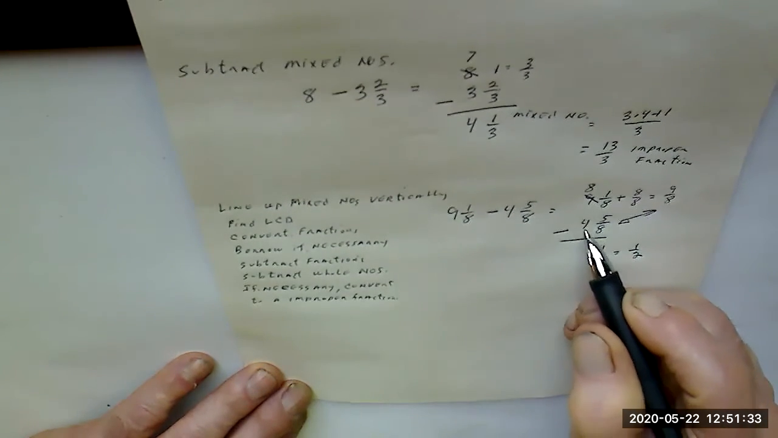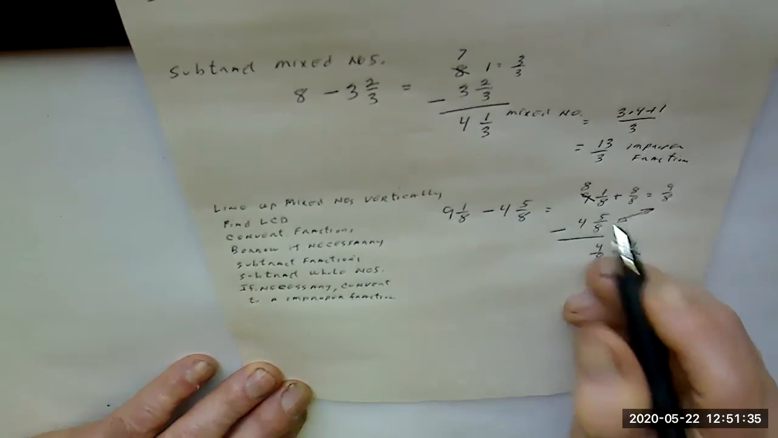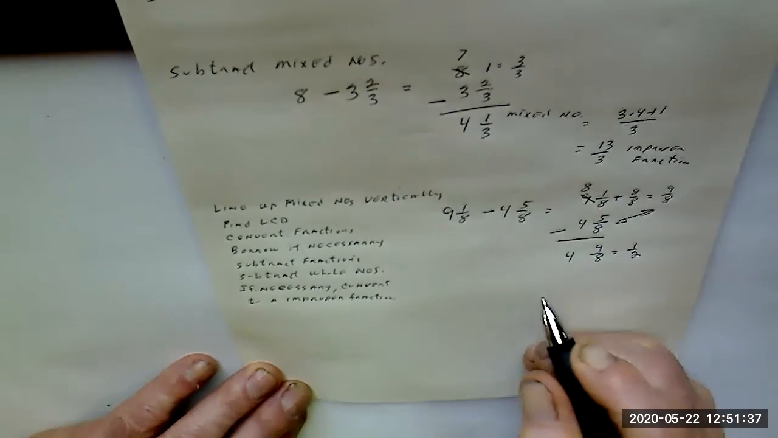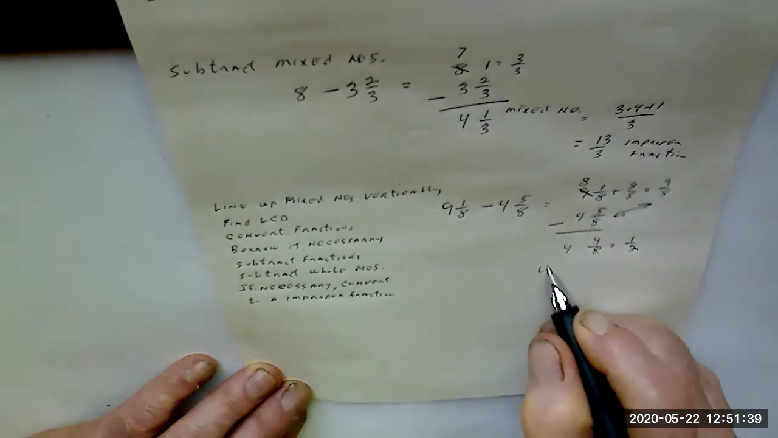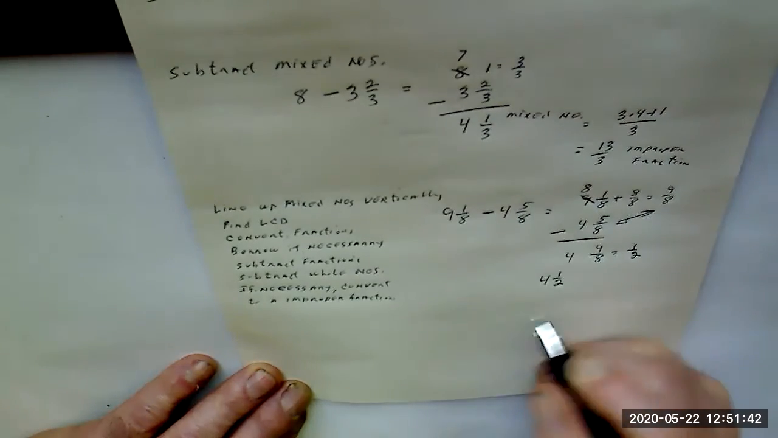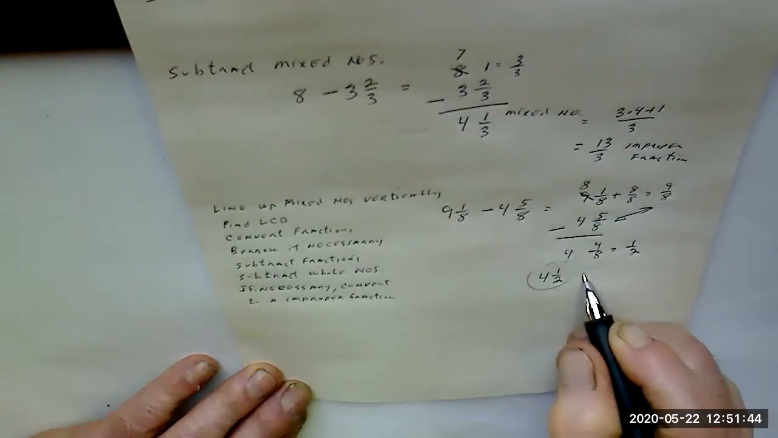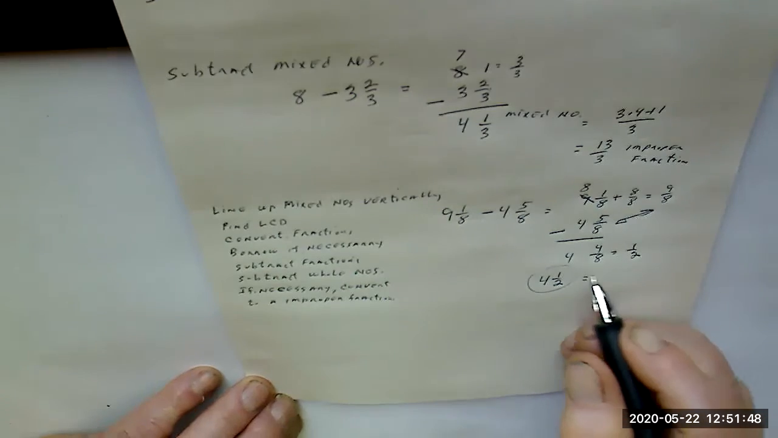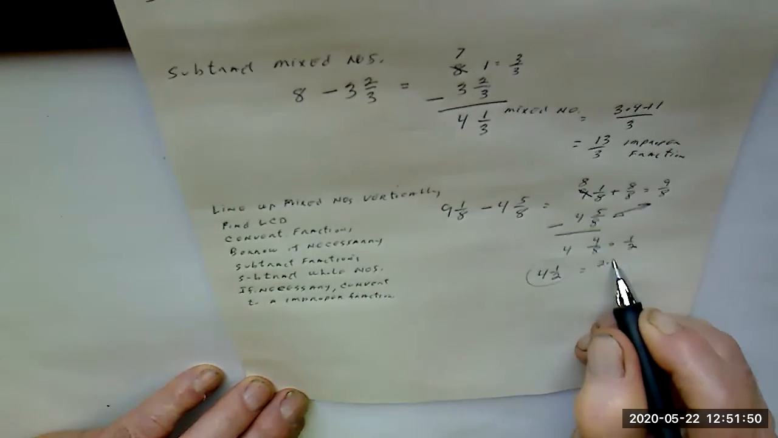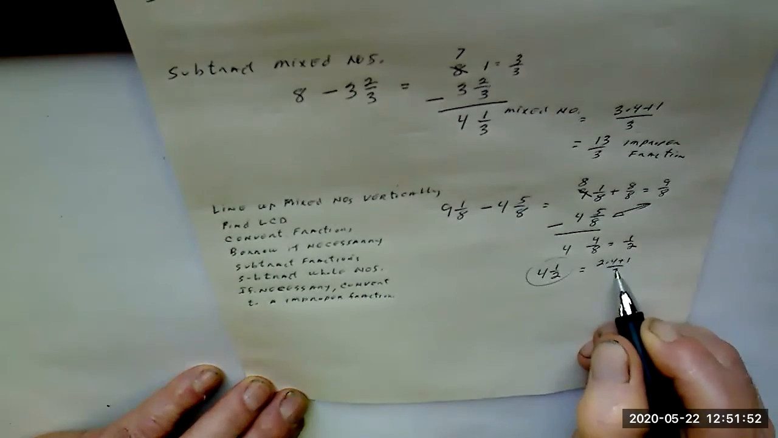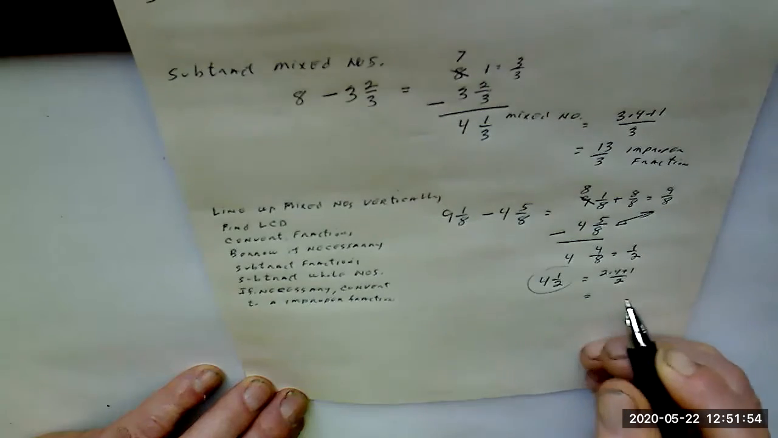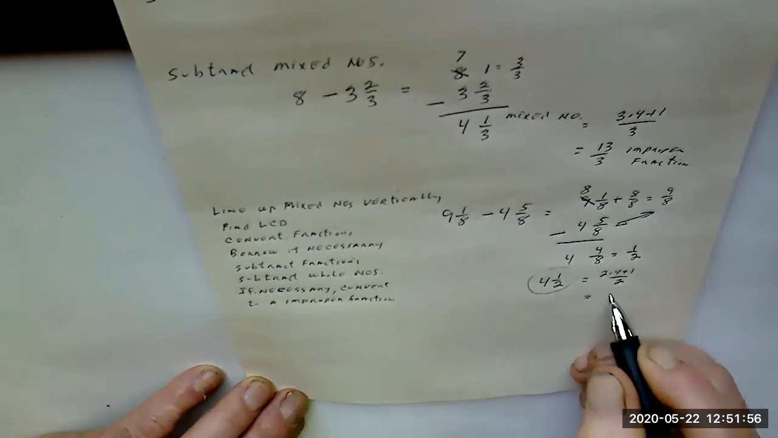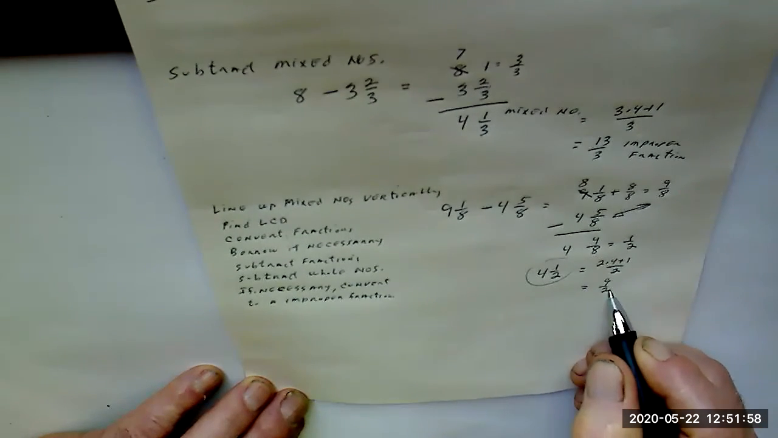And then subtracting the whole numbers, we have 4 from 8, which would be 4. So the answer as a mixed number is 4 1/2. That's the answer as a mixed number. If we need to express it as a simplified fraction, we would say 2 times 4, add 1, all divided by 2. So as a simplified fraction, it's going to be 8 plus 1, or 9/2.